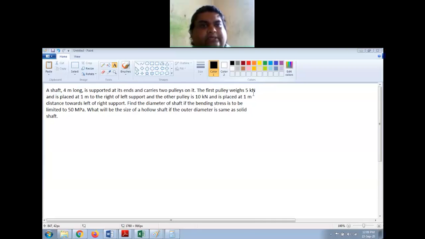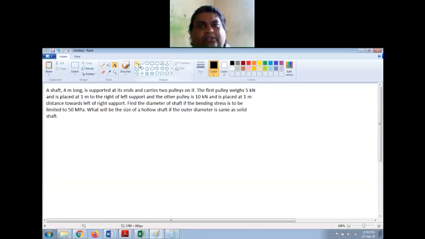What will be the size of a hollow shaft if the outer diameter is same as solid shaft? Okay, so this is the numerical given. Now, before we start, first let us find the maximum bending moment on this shaft. Now I can assume this shaft as a simply supported beam of length 4 meter, and that is carrying 2 point loads 5 kilonewton and 10 kilonewton, right?